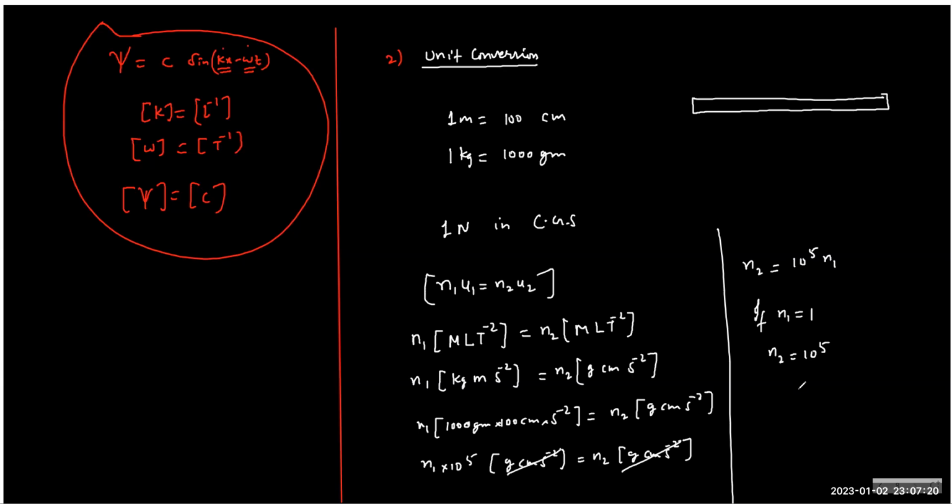You realize this? Yes, sir. That's why we say 1 Newton is how much? 10 power 5 dyne, in the CGS system, which is called dyne actually.